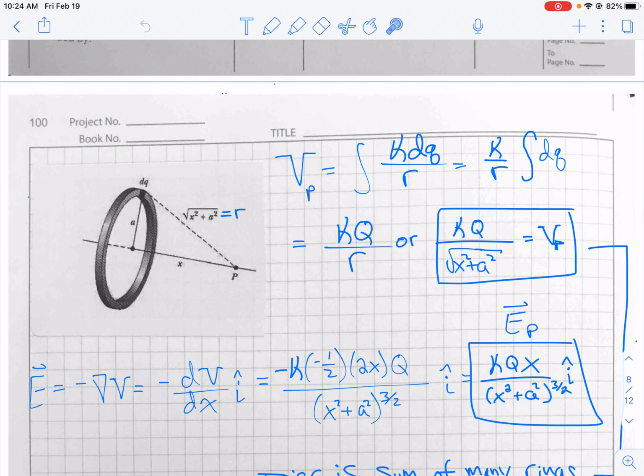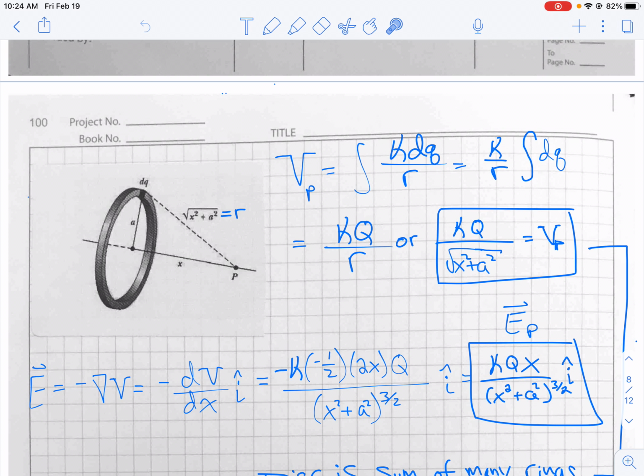Now if we want to try to find the electric field at point P, if this was a positive ring of charge, the electric field would point to the right. And this is a function of x. So when we take the negative derivative with respect to it, we will get a meaningful result.